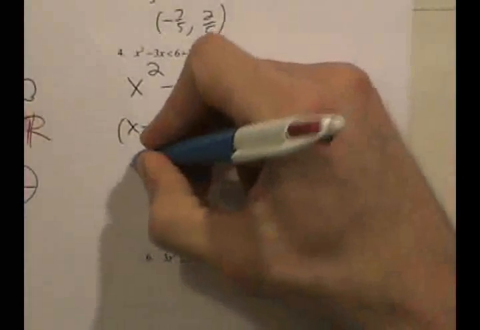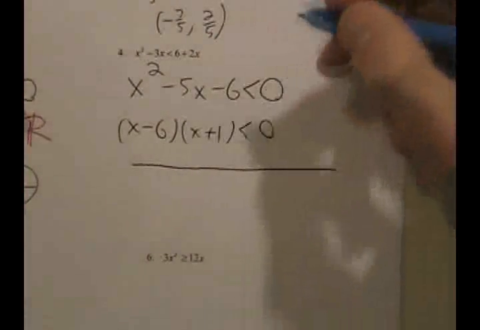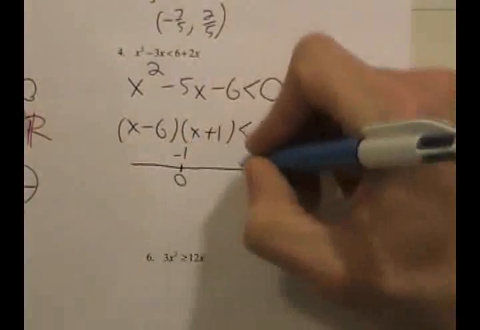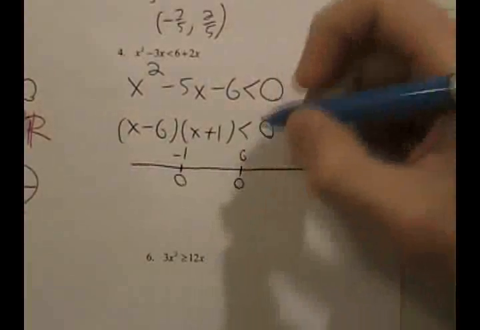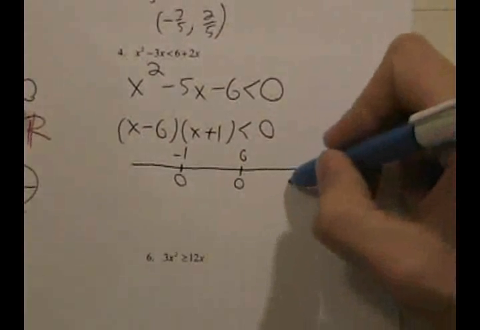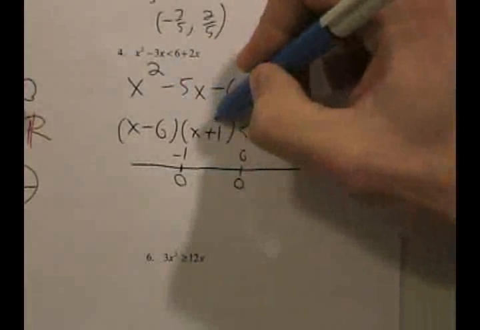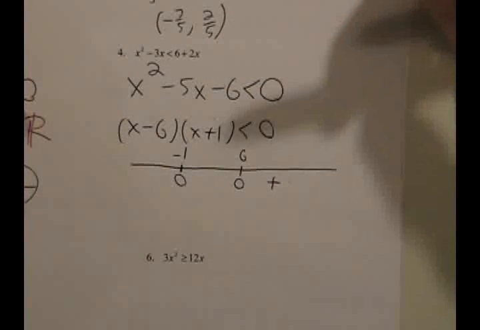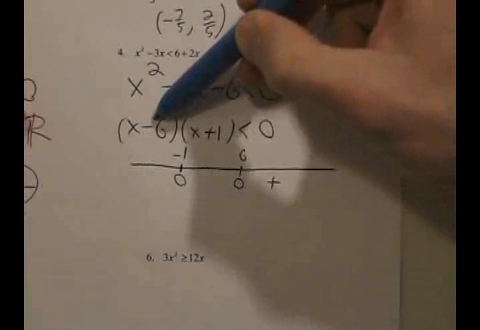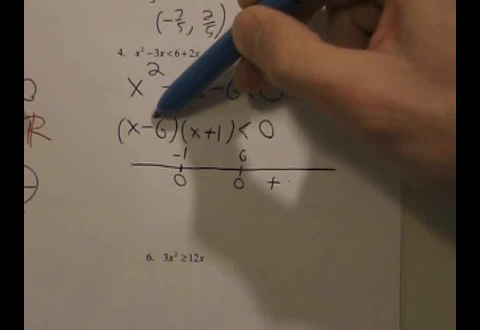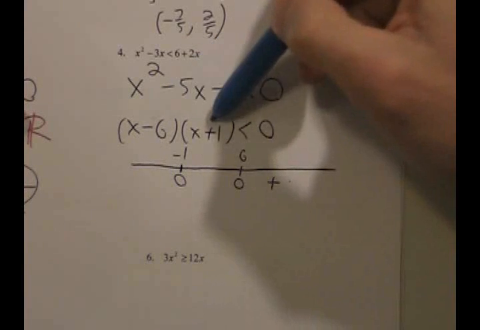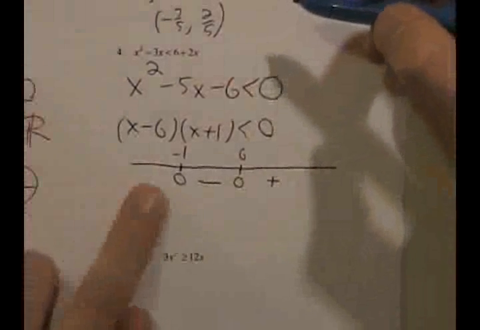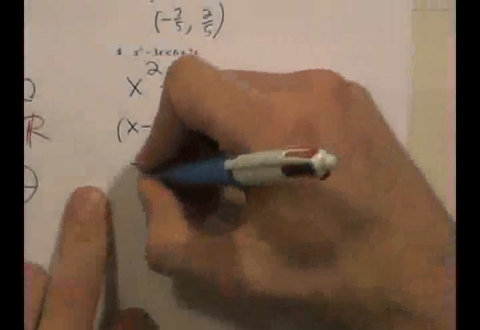So what we do with these is we draw out a number line, mark the numbers that make it 0. So if x is negative 1, the value is 0, and if x is 6, the value is 0. If we plug in a number greater than 6, both factors are positive, and we get positive numbers. If we plug in a number between minus 1 and 6, the x plus 1 term is positive, but the x minus 6 term is negative, because we're less than 6, so their product is going to be negative. And if x is less than minus 1, both factors are negative, so their product is positive.